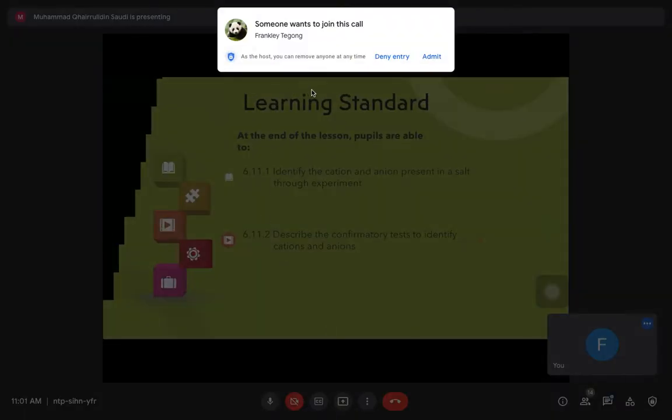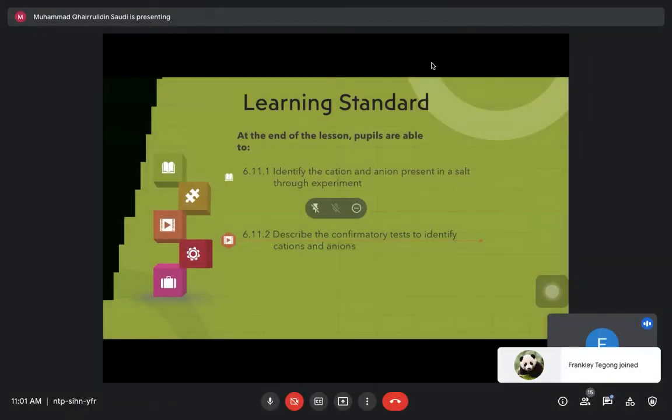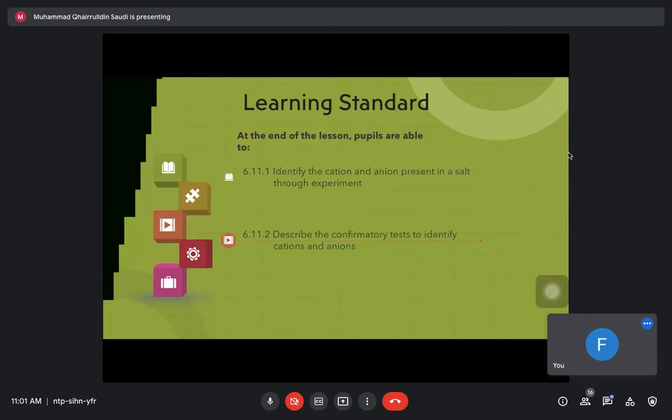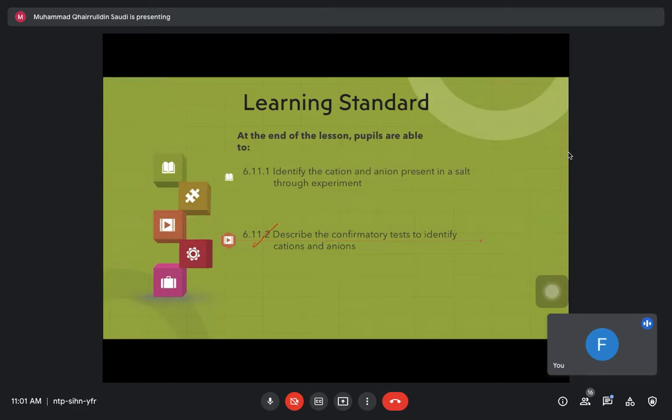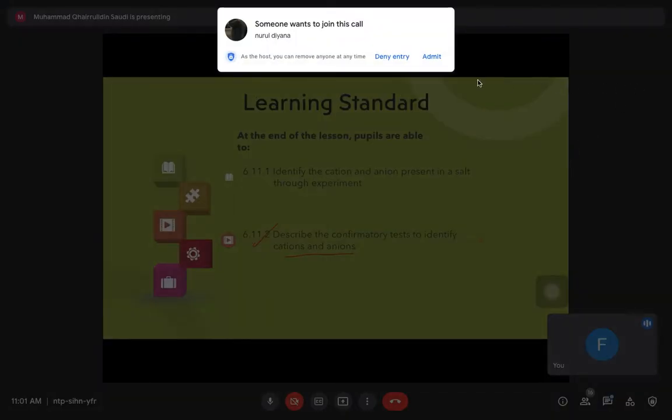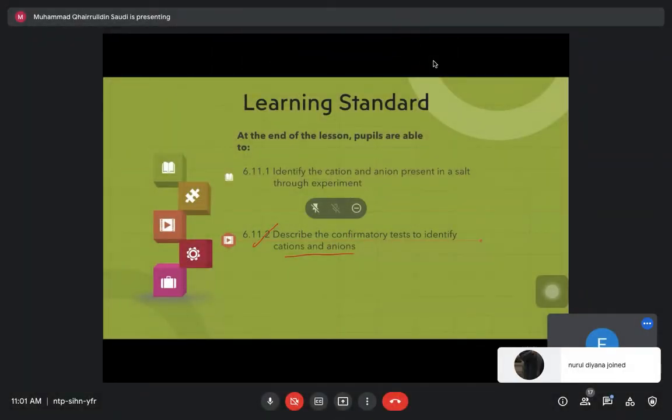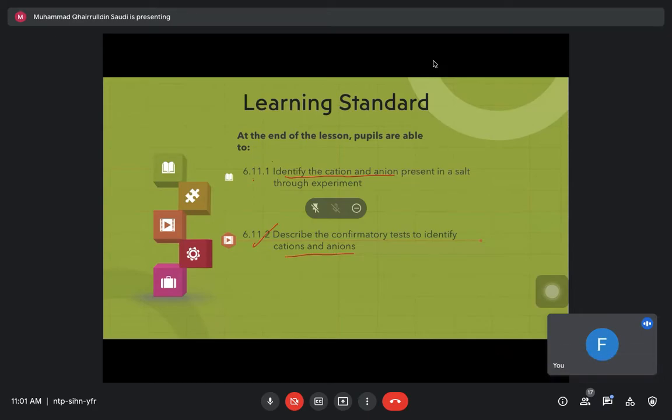So today we are going to finish up our chapter 6 with the last subtopic, confirmatory test. In this subtopic, you will be able to describe confirmatory tests to identify cations and anions. It is not only that you will be able to identify the cation and anion, you will also need to know how to describe the confirmatory test.